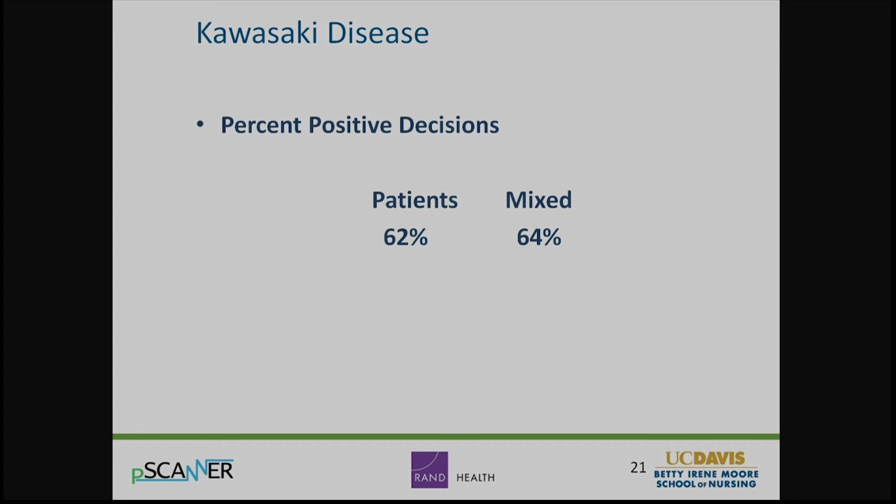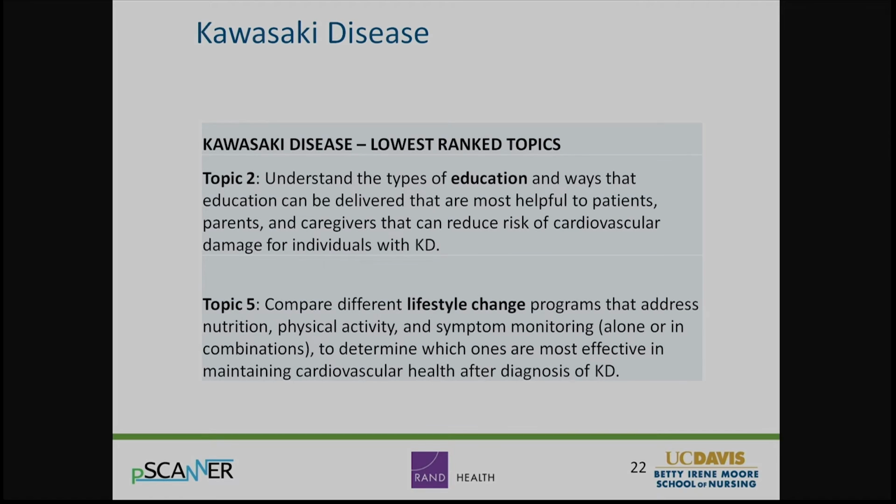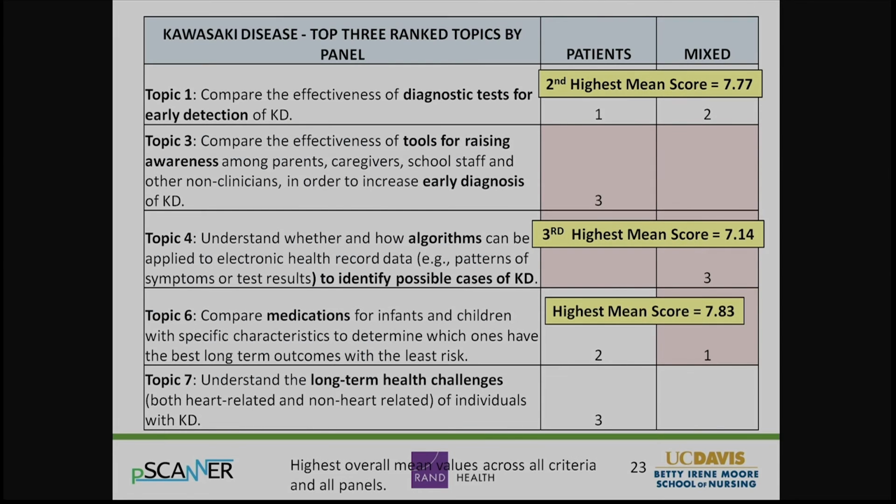The third condition was Kawasaki disease. Again, a moderate level of positive decisions. Patients and mixed were similar, though, 62% and 64%. Here we only had 7 topics; we started with 7 topics. For Kawasaki disease, the lowest ranked topics were around education and lifestyle change. And here are the top 5 topics.